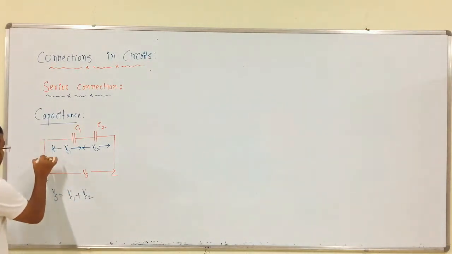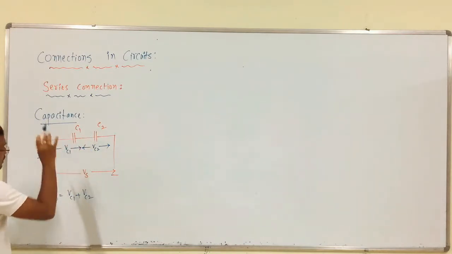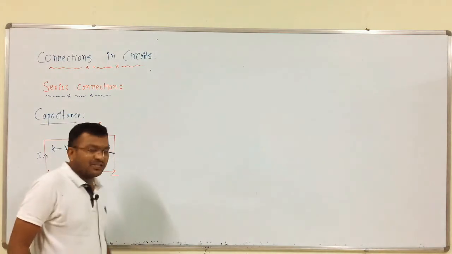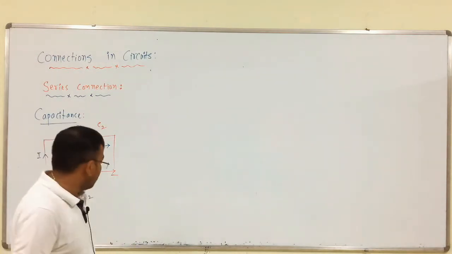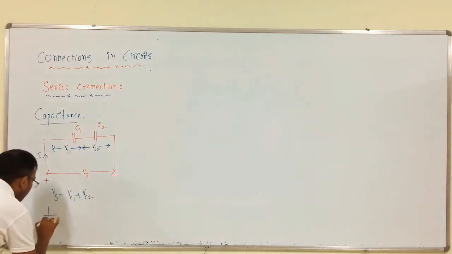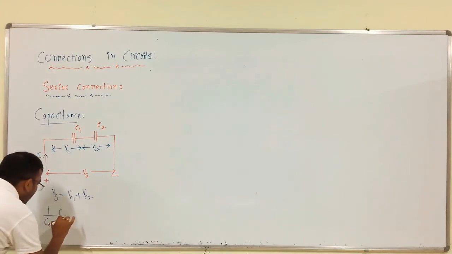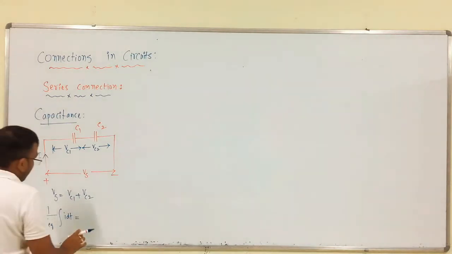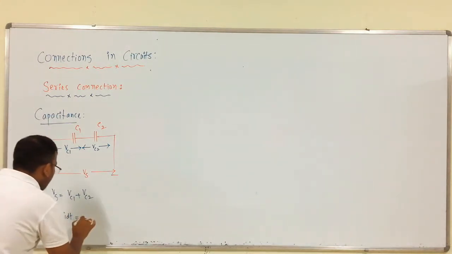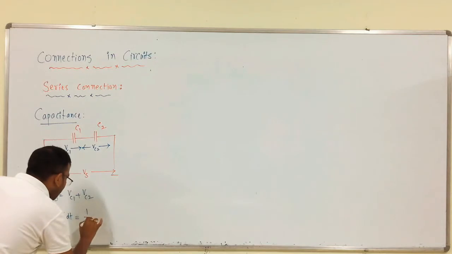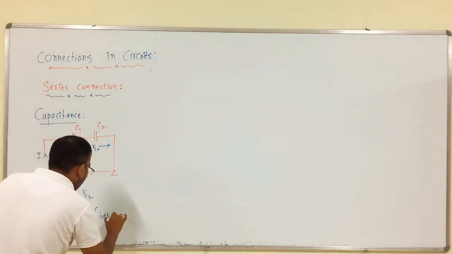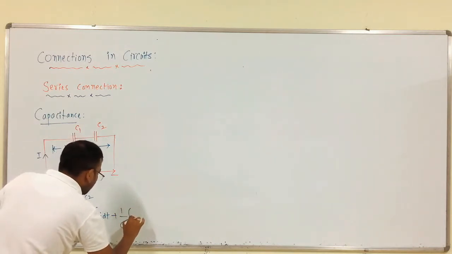Then the current is the same in every branch. Therefore, the voltage across a capacitor is nothing but 1 by C integral I dt, right. This is the formula for the voltage across a capacitor. What about Vc1? That is 1 by C1 integral I dt, the current is the same in a series circuit, plus 1 by C2 integral I dt.